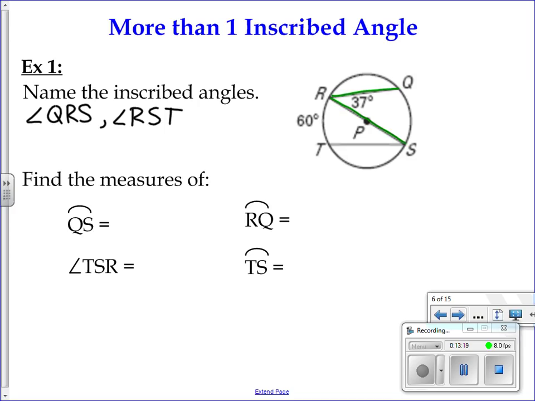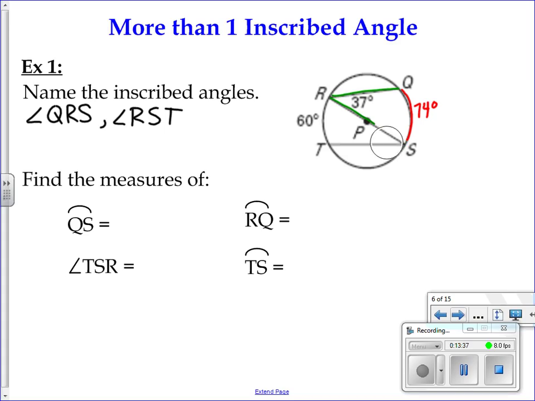So let's start with that first angle, QRS. If I know that it's 37 degrees, I can easily figure out the intercepted arc that it opens up to. I can figure out QS. I'm just going to double 37. We're going to get 74.